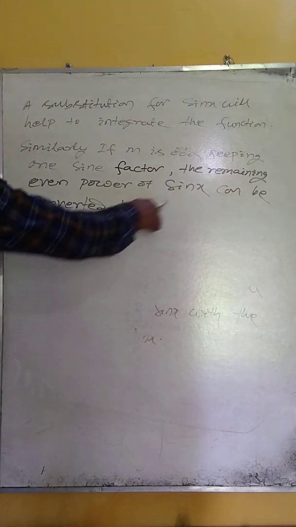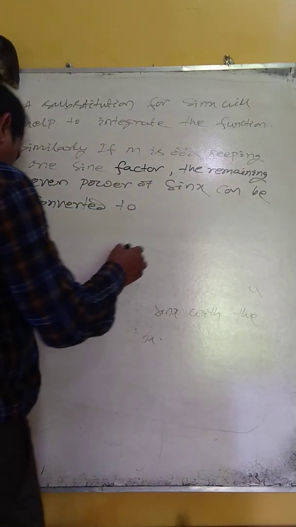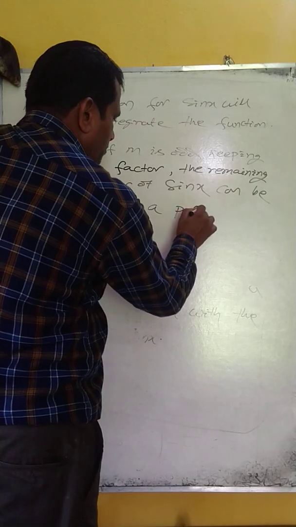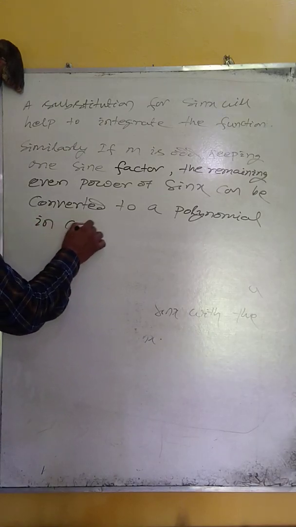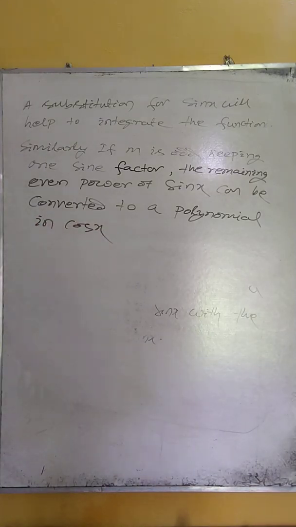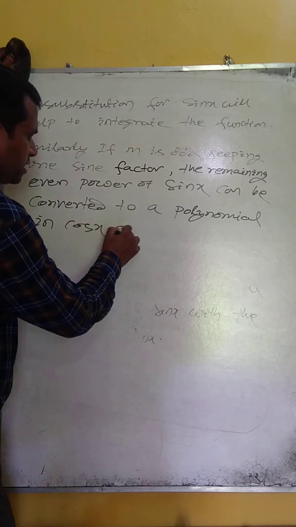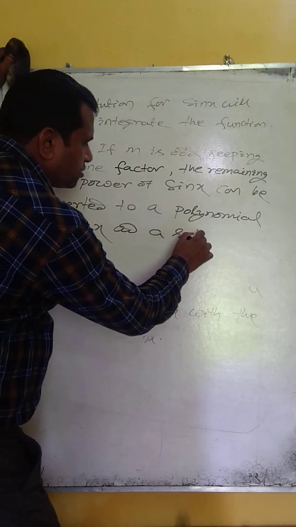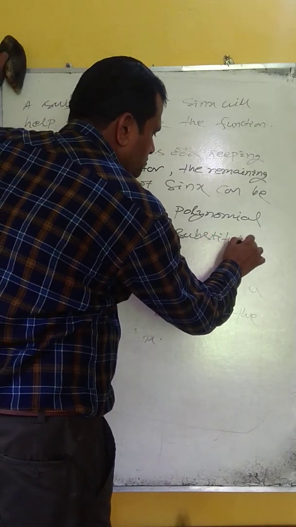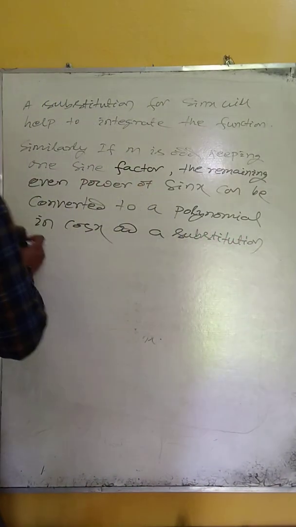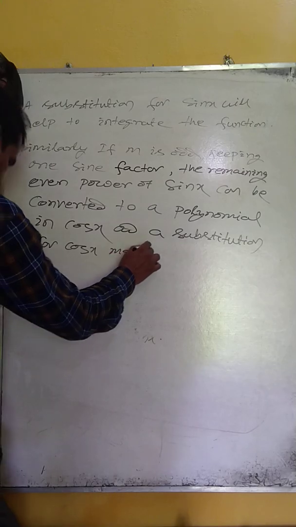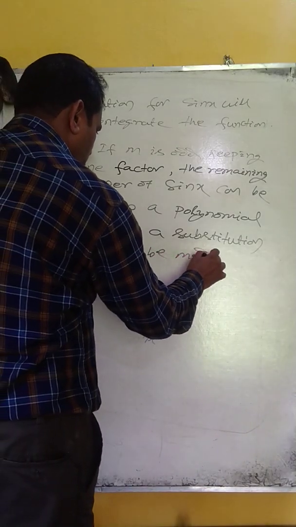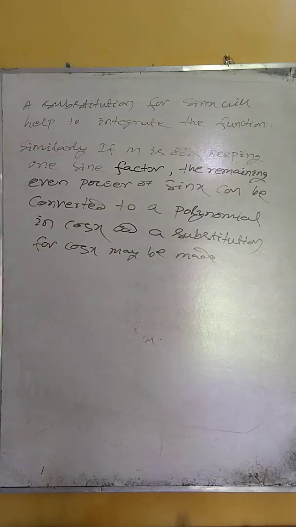Okay, the integrand can be converted to a polynomial in cos x, and a substitution for cos x may be made. Then we can easily integrate it.